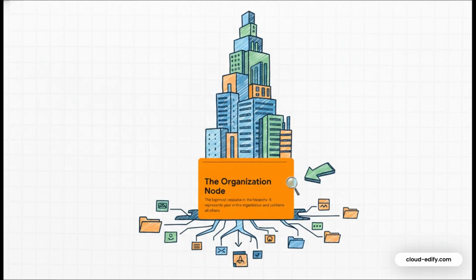No thanks. And then, sitting at the very, very top of everything is the organization node. This is the entire skyscraper. It's the root of the whole hierarchy, and it basically represents your company. Every folder, every project, every single resource, it all lives under this one organization. It owns the whole shebang.